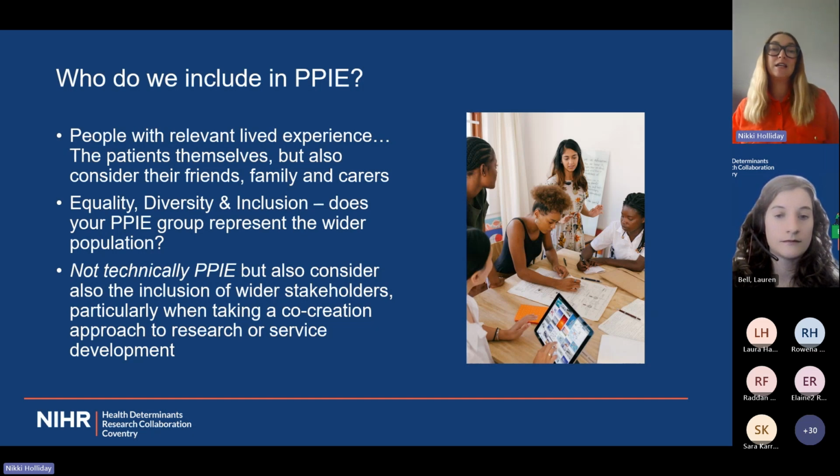Thinking about equality and diversity, does your patient and public involvement group represent the wider population, or is it just going to be an echo chamber for one particular group of people? If we really want the patients and public to have a useful say in our research, then we need to make sure that our research is representing the patient group that we're seeking to help, and we don't want to be excluding any voices within that.